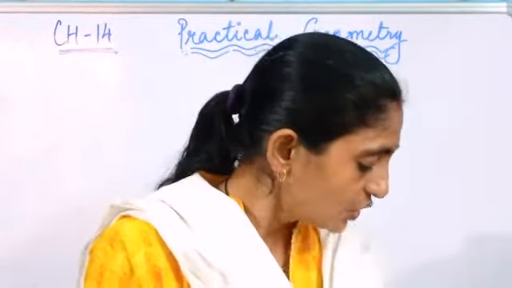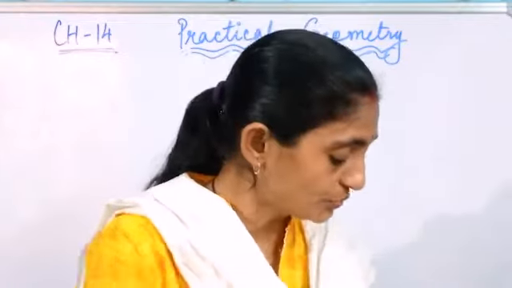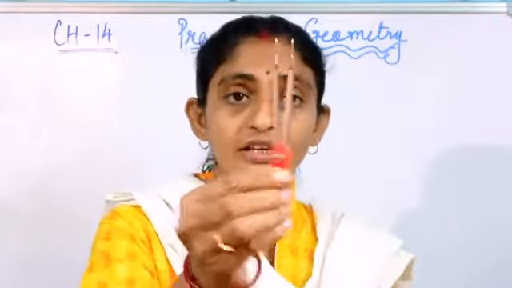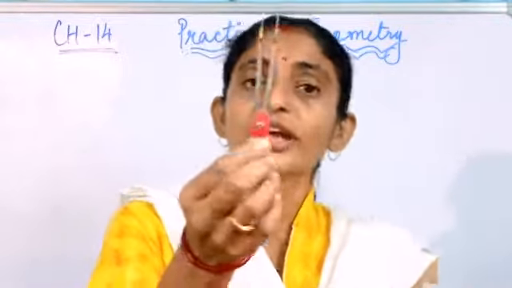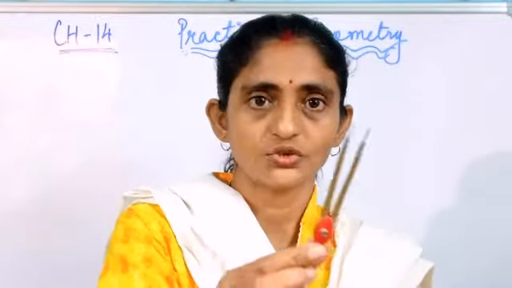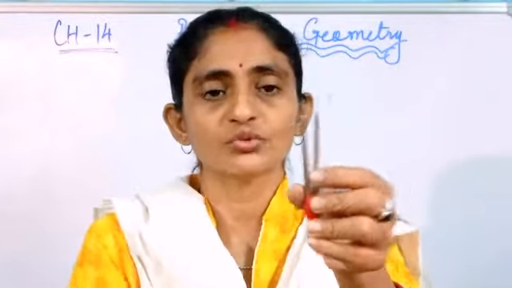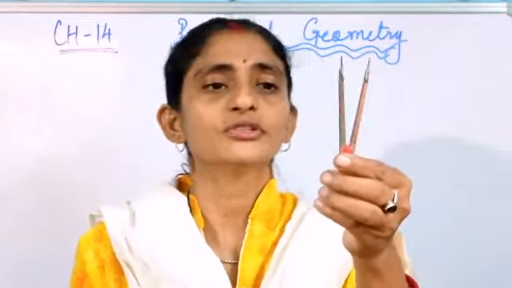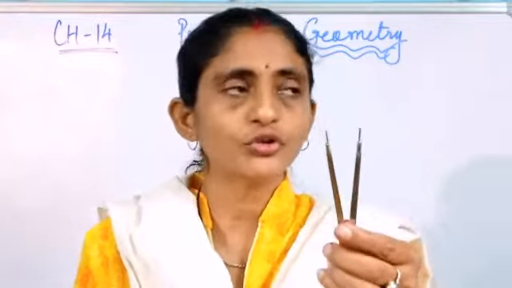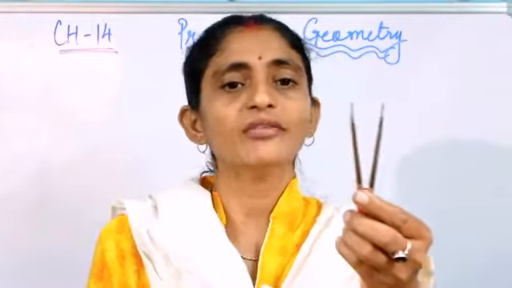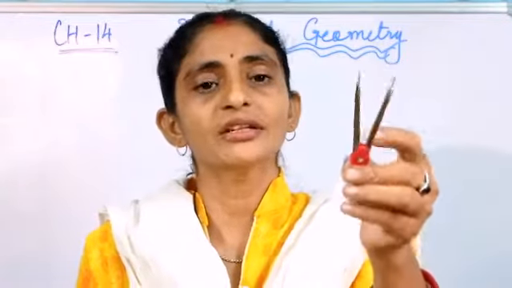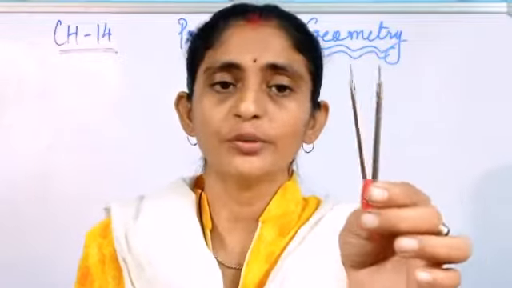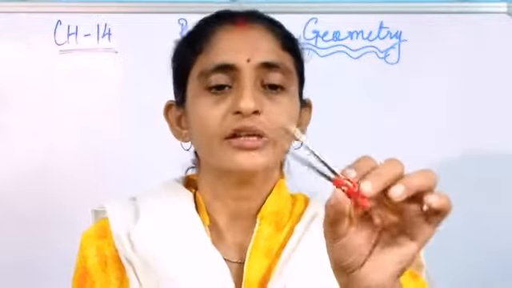Now after this, what are the other two things you have in your geometry box? Yes, let's come to this one. What is it called? It has 2 pointers. You might have noticed you cannot draw any shape by using this one, because you cannot use a pencil with this one, and this is called a divider. What is the use of this one? We will use this one to measure any line segment. Suppose 2 line segments have been given and you are asked to compare them. So you can compare the lengths of these two line segments by using this 2 pointed instrument that is called a divider.